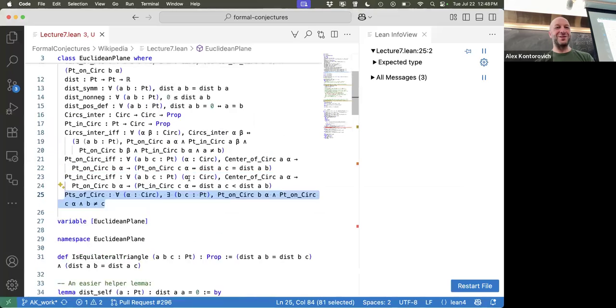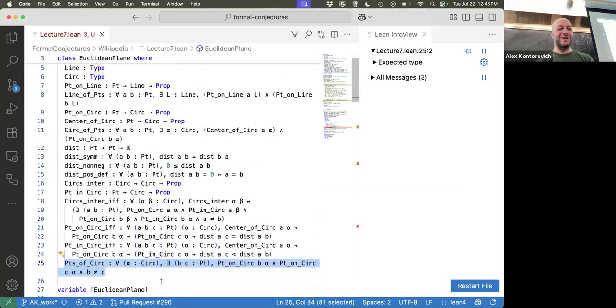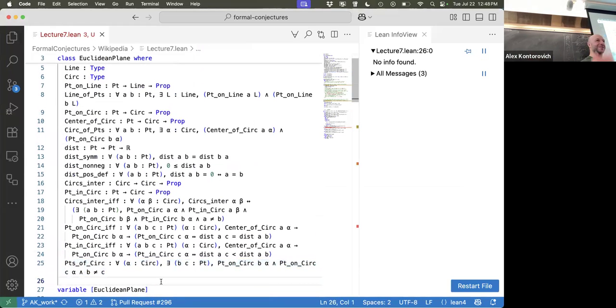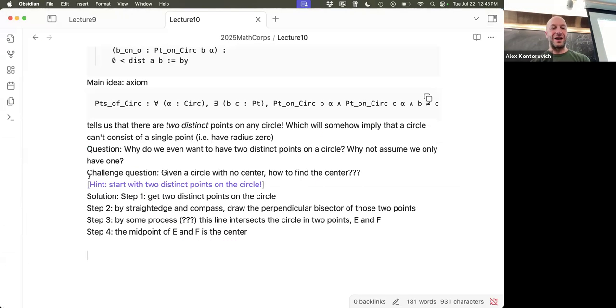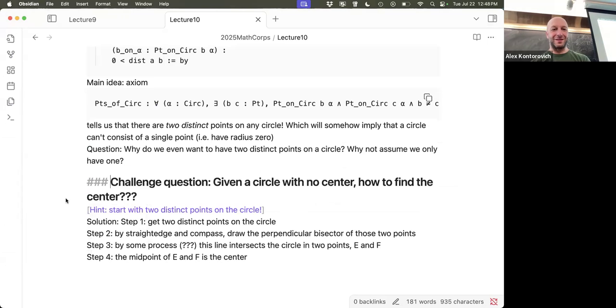This is what makes formalization so hard. All the things that our natural intuition tells us are not justified until they are explicitly justified by the explicit axioms that we've written down. Cool? Okay. So that was a little aside, challenge question. Let's close that up.